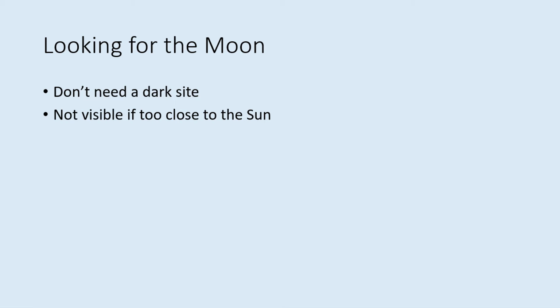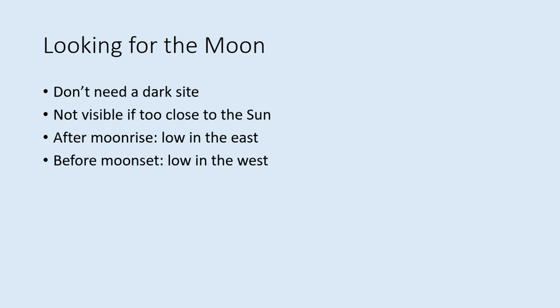So if the time is a little after moonrise, look for the moon just above the eastern horizon. If it's a little before moonset, the moon will be above the western horizon. Between those two, it should be higher up and more to the south.